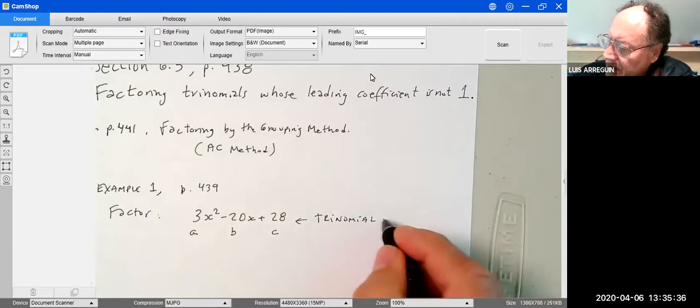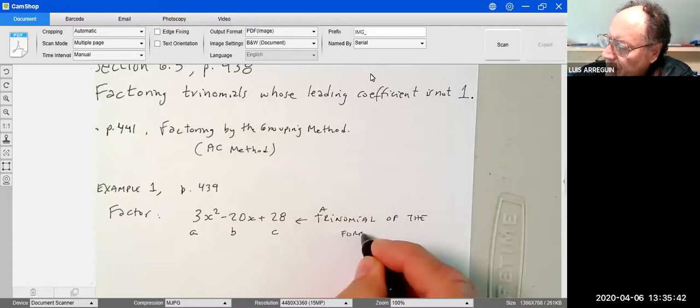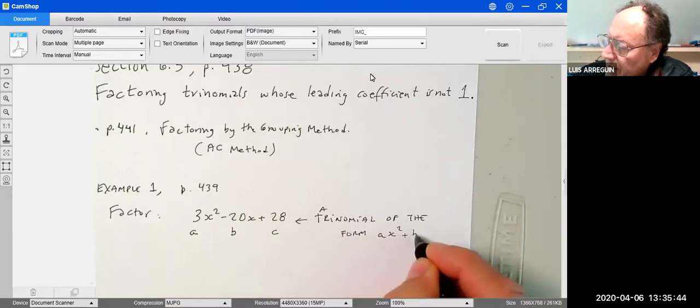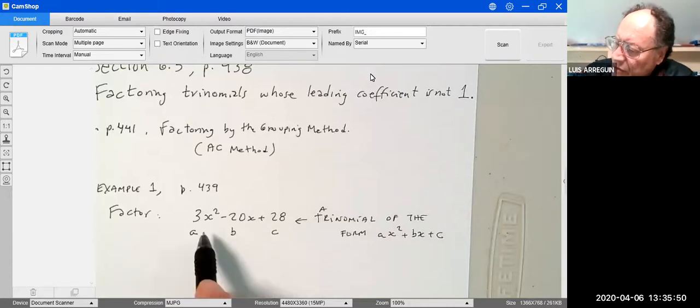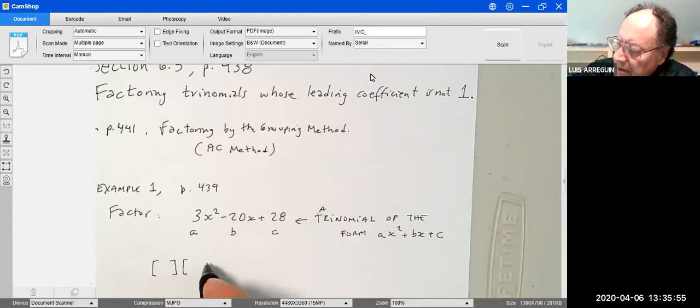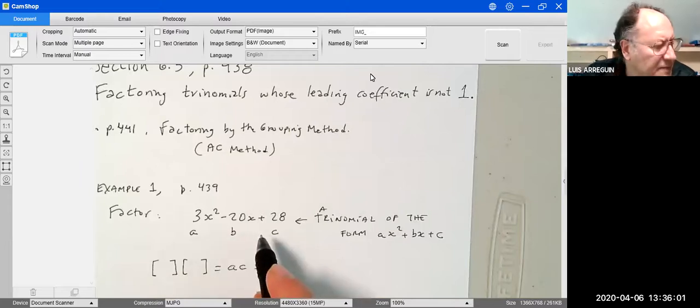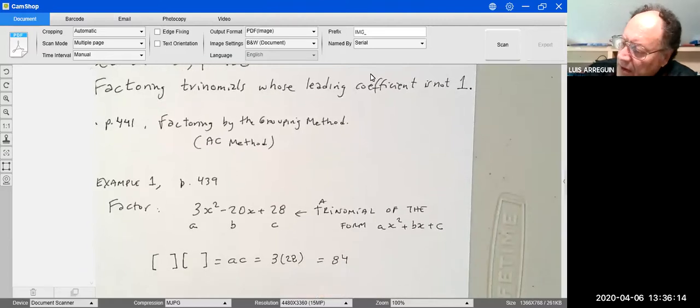So this is a trinomial of the form Ax squared plus bx plus c. The AC method is just you're going to multiply A and C. So you're going to look for two numbers that if you multiply them, you get AC. In this case, it is 3 times 28, so this is going to be 84. So we need to look for factors of 84.